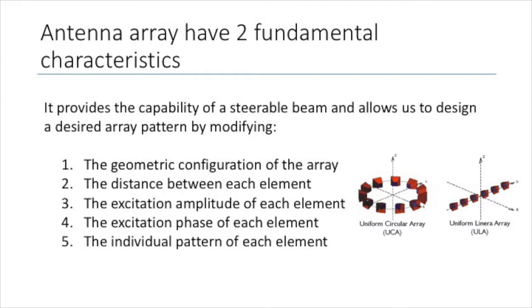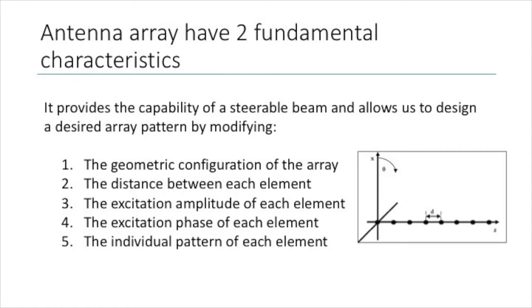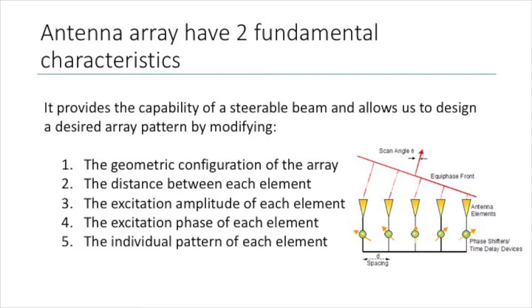1. The geometric configuration of the array. For example, the array can be configured in a linear, circular, spherical, or rectangular fashion. 2. Varying the distance between each element. 3. Changing the excitation amplitude of the individual elements. 4. Modifying the excitation phase of the individual elements. And finally, 5. The individual pattern of each element.